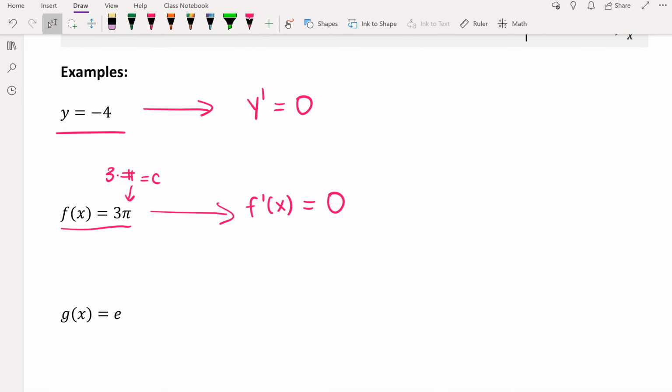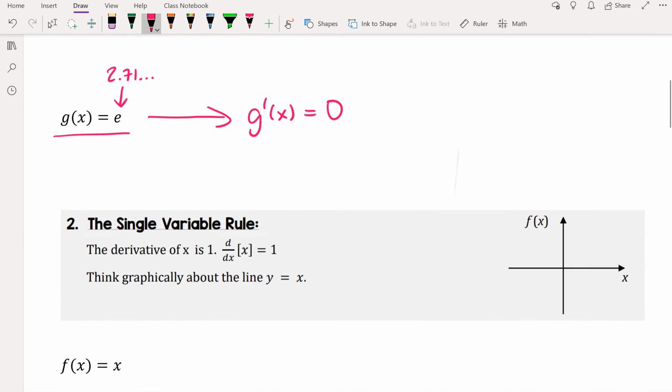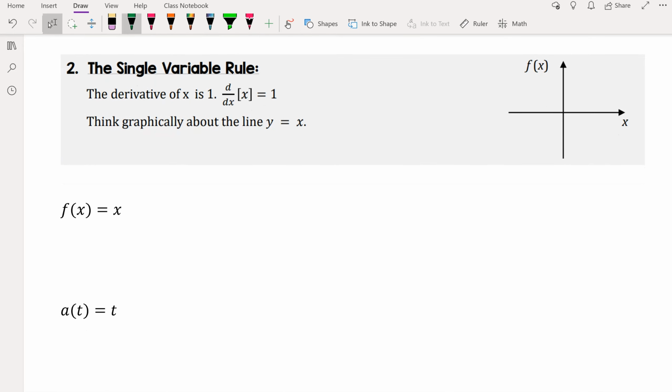This one also tricks students a lot of the time. g of x equals e. What is e? 2.71, it also goes on forever, just like pi. Okay, so what is the derivative? g prime of x? Well, since e is a constant, it's just a number. The derivative equals 0. Yay. Okay, you could use the limit definition of the derivative to find all of these derivatives, but this is way faster, right?